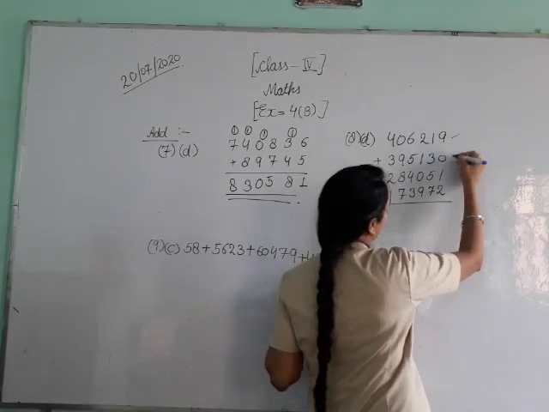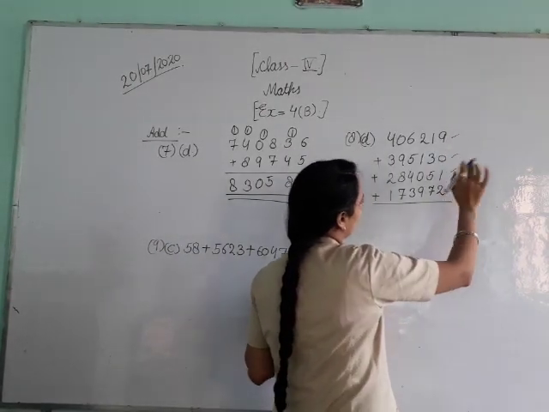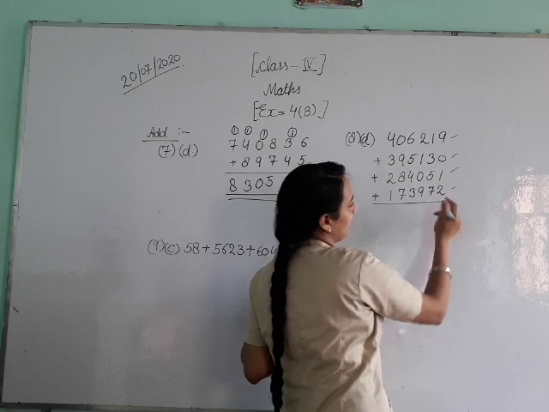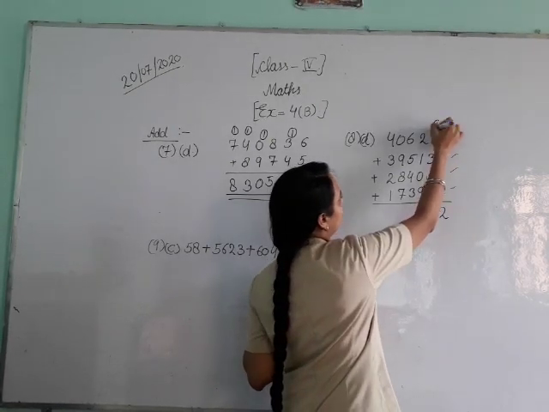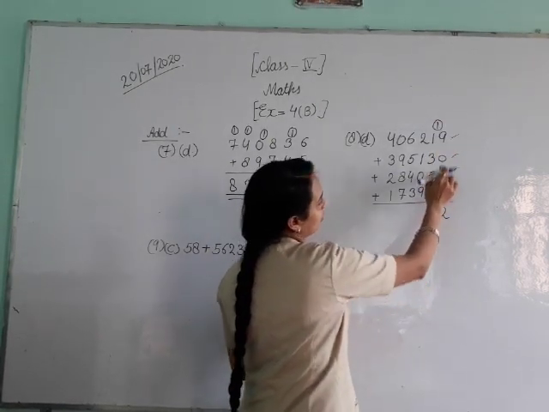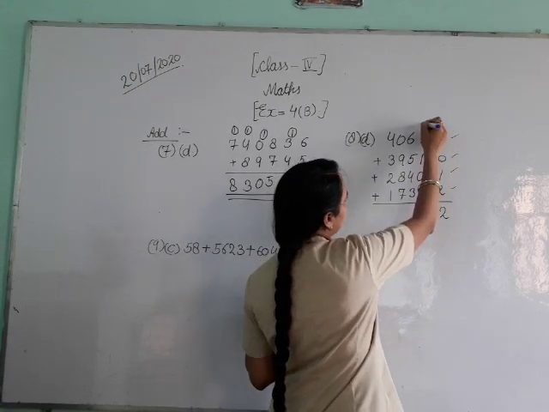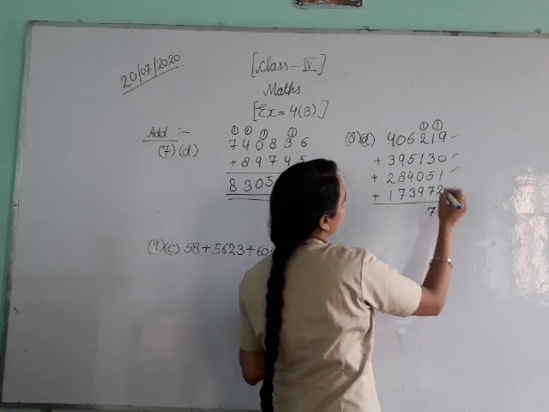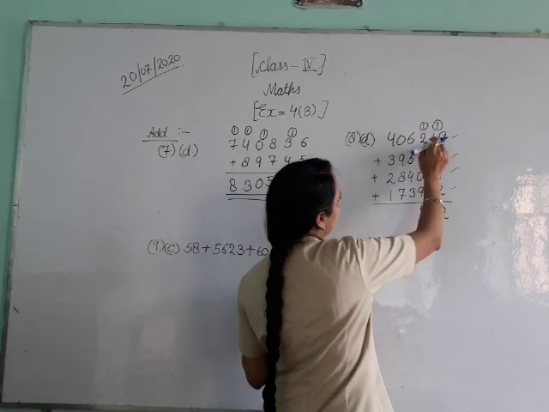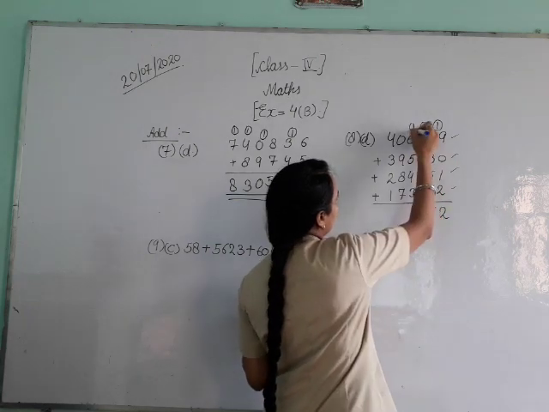First of all we have to arrange them in columns. Already it is given in the question. Then 9 plus 1, 10 and 2, 12, 1. Then 7, 3, 10, 15, 16 and 17. Then 9, 10, 11, 12, 13, 1 carry.